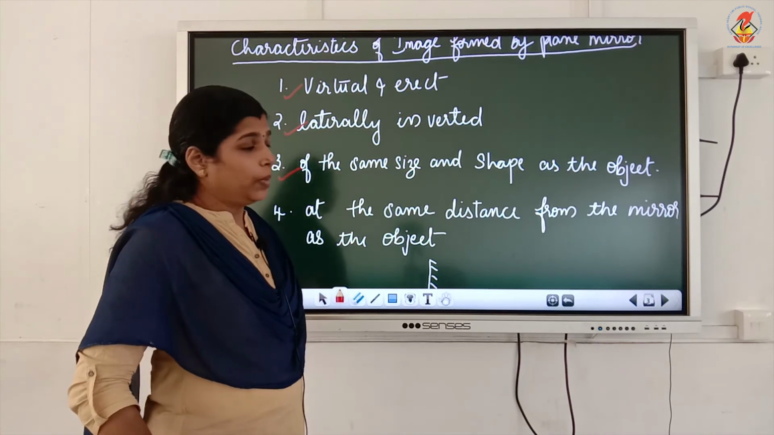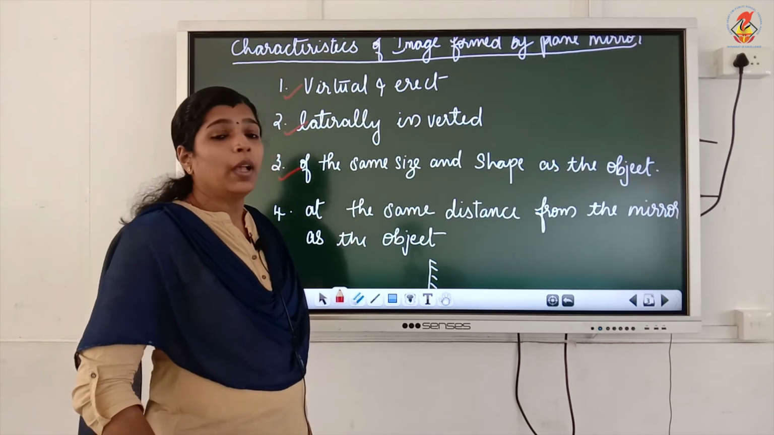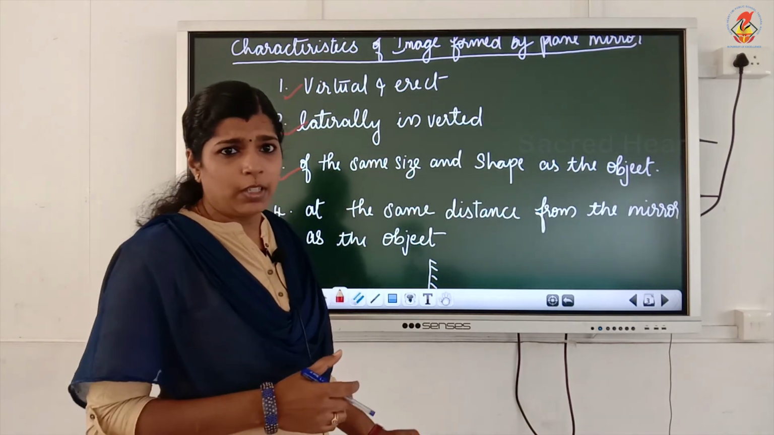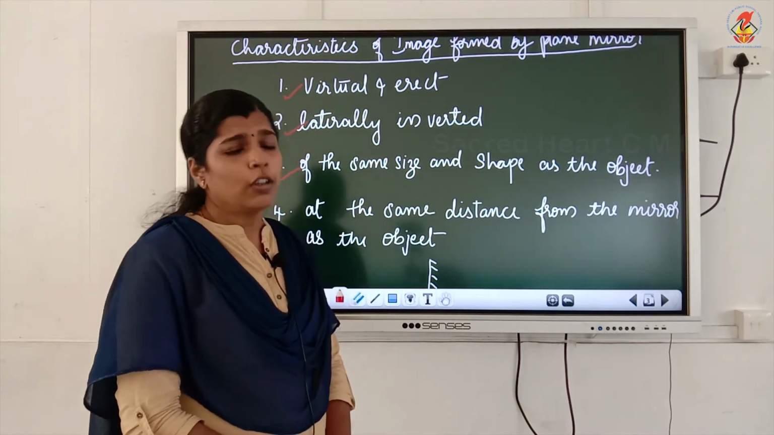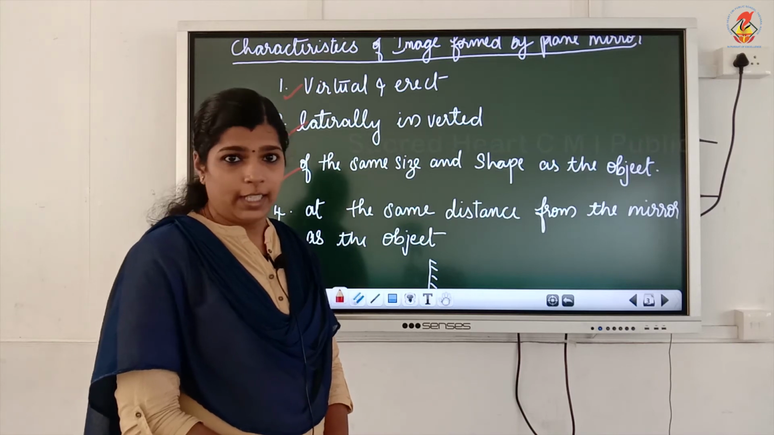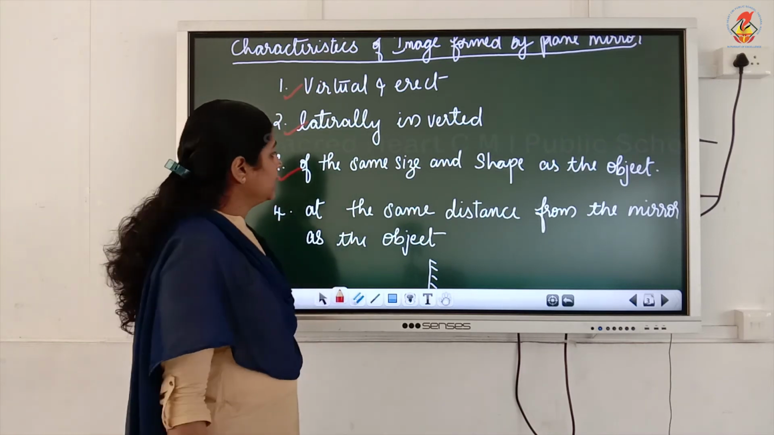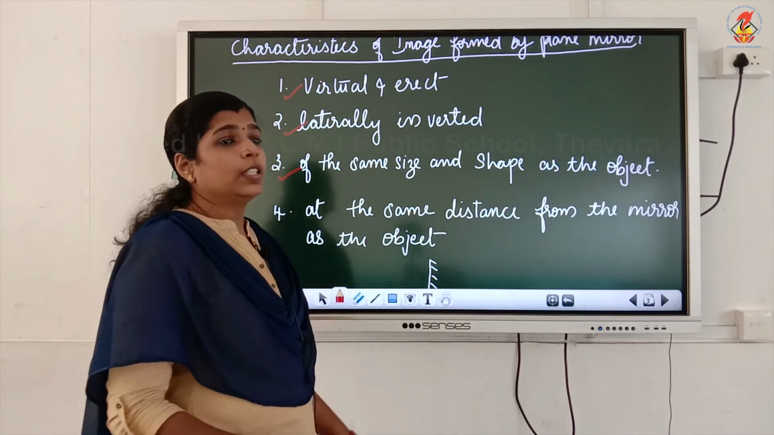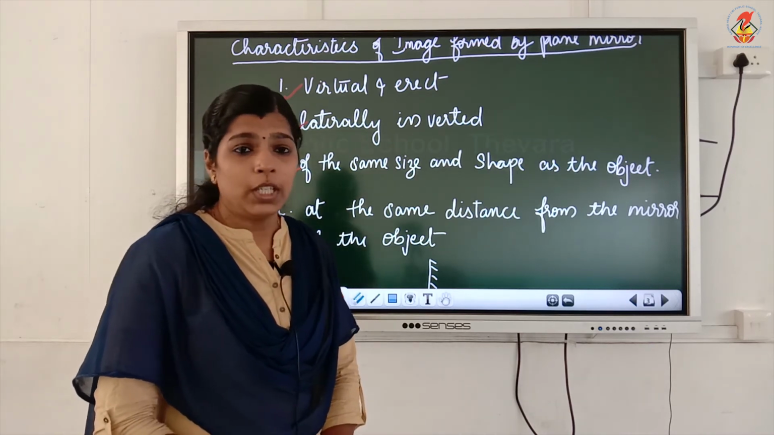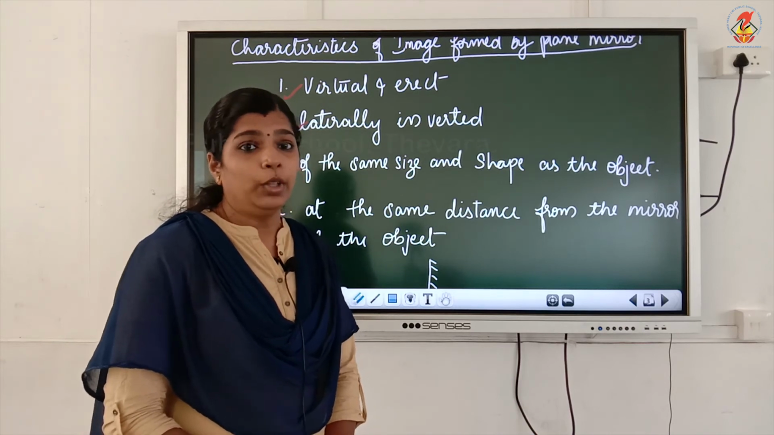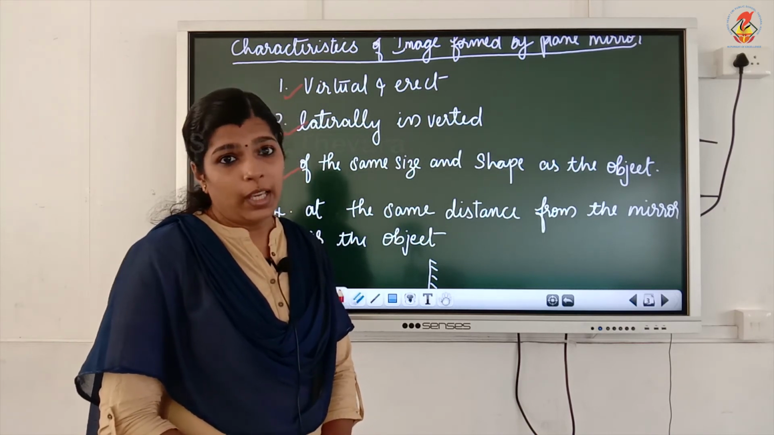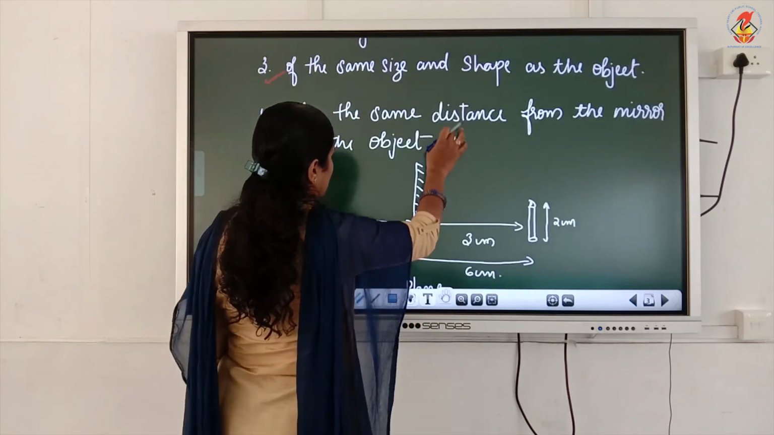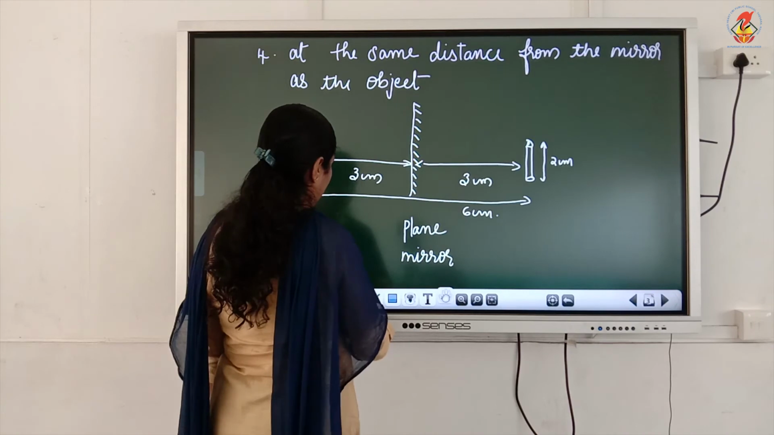The image is of the same size and shape as the object. It means if the object is 5 centimeter in height, the image is also 5 centimeter in height. Then the image is at the same distance from the mirror as the object, that is, the distance between the object and the mirror is equal to the distance between the image and the mirror.